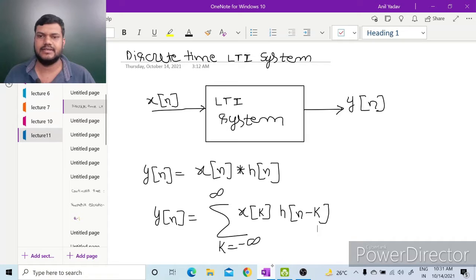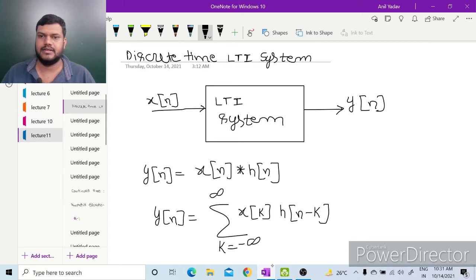Let us say the input is discrete, that is x[n], and this LTI system is a discrete time LTI system. Then the output y[n] can be given as x[n] convolved with h[n], where h[n] is the impulse response of this discrete time LTI system. This is the impulse response.